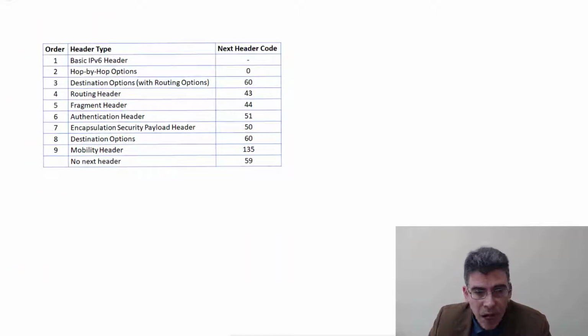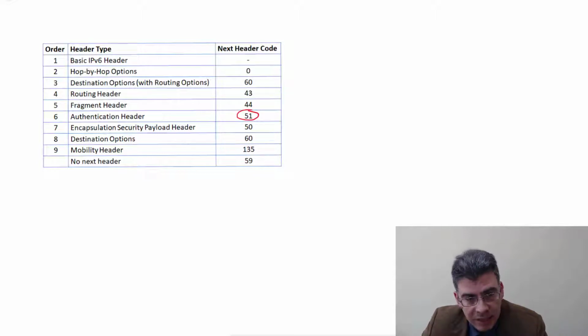Now, there are various types of headers, and if we have a header code of 51, then that means that the next header that's coming, the extension that's coming, has to do with authentication. And if it's 50, then the next header that's coming has to do with encapsulation. So these two extension headers essentially encompass all of the IPsec architecture and mechanisms within the IP version 6 packet.